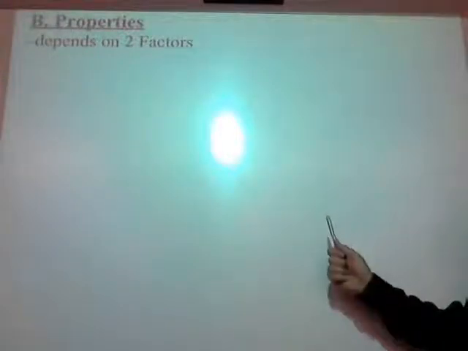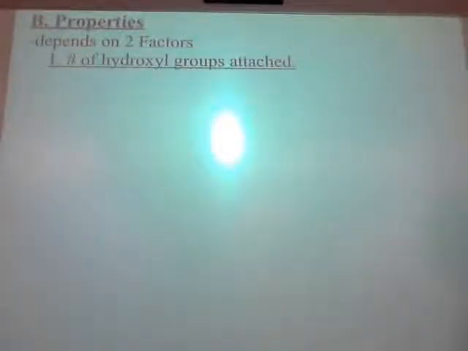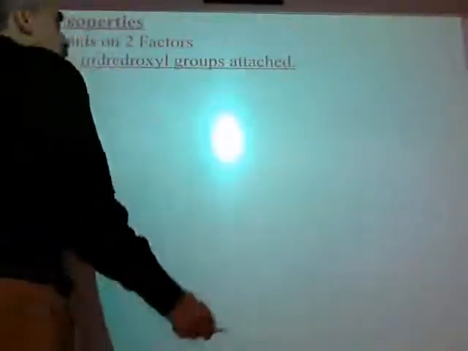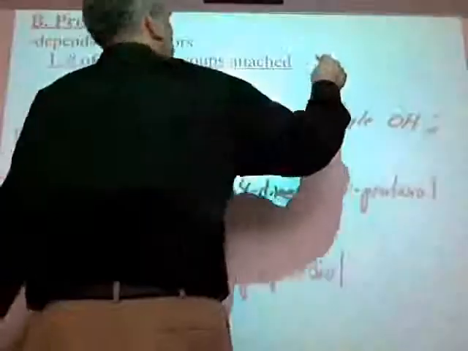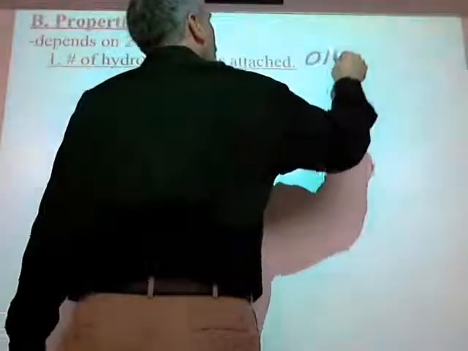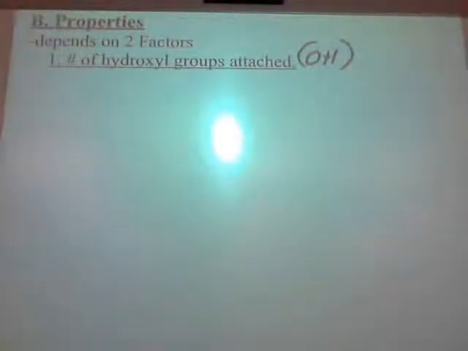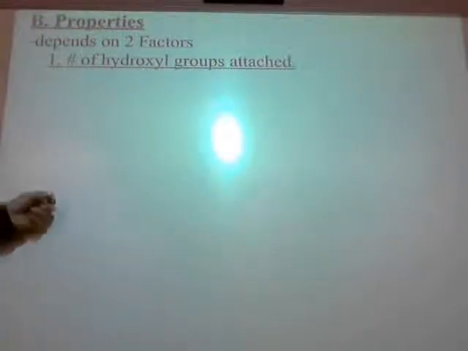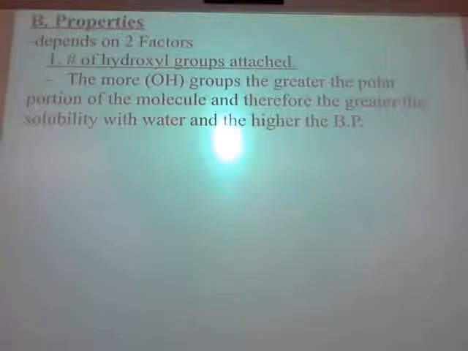All right, so let's look at these two factors. The first one is the number of hydroxyl groups, that is the number of OH groups. Hydroxyl groups are just OH groups, okay? So the number of OH groups. And basically, here's what I could say about the number of OH groups. The more OHs I have, the more soluble in water it's going to be. That makes complete sense. And the more OHs I have, the greater the polar portion, that's why it's more soluble, and the greater the boiling point because of the hydrogen bonding, the extra hydrogen bonds.